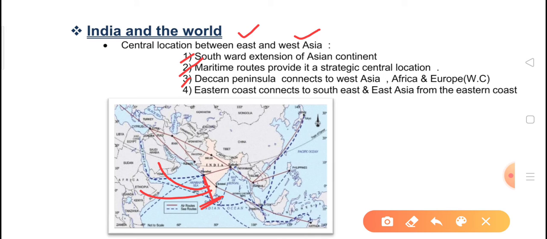As we know that from the western coast, Deccan Peninsula connects India to other countries like West Asia, some European countries and some African countries. And fourth is Eastern coast connects to Southeast and East Asia. Now from the eastern coast, India is connected to the world through sea routes to East Asia and some eastern countries, and this provides it a central location in the world.